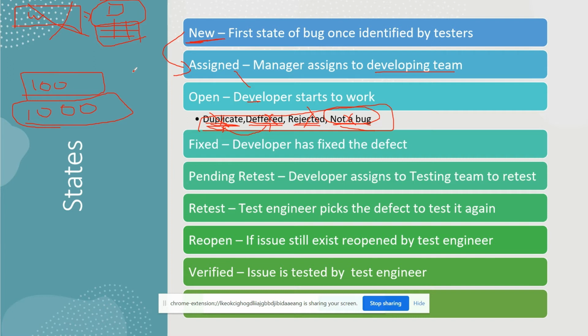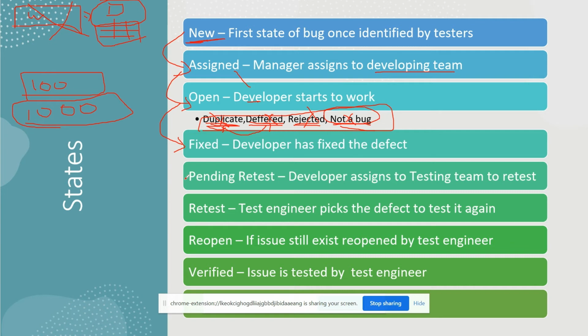Okay. And so now from assigned, what will happen is the developer feels yes, this is a valid bug. So at that time, he will change the status as open. After opening, when the status is open, the developer will start to work on the defect. So once he finishes working on the defect, he will mark it as fixed.